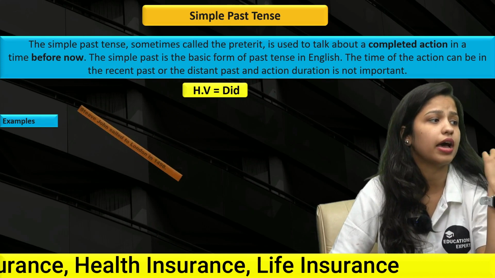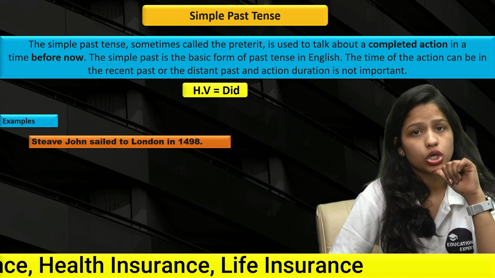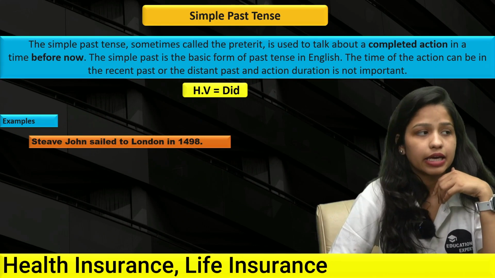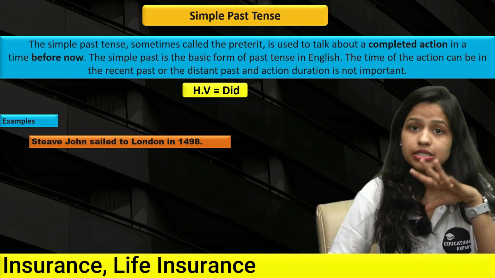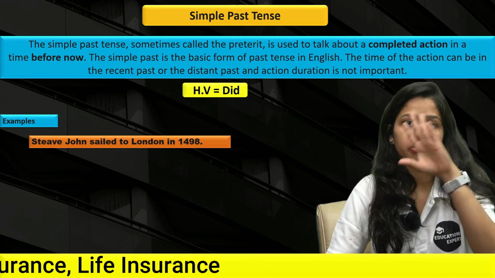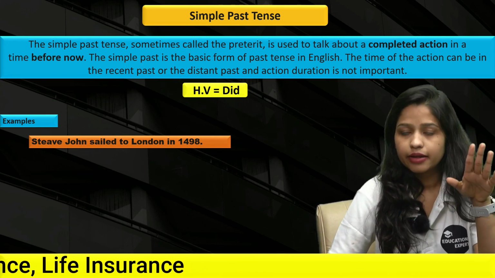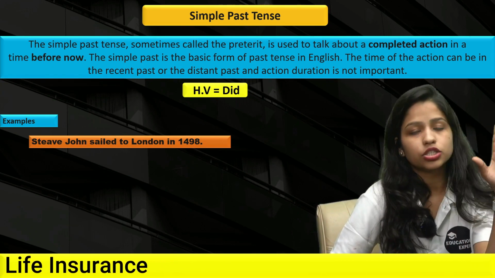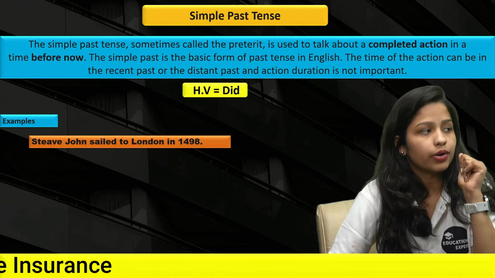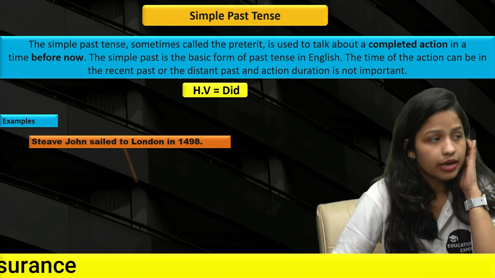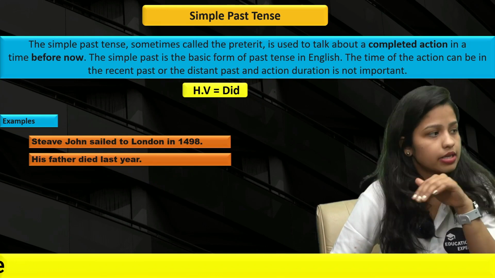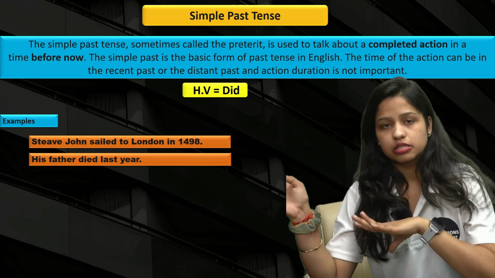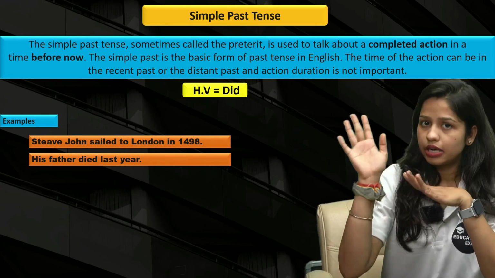First up we have: Steve Jones sailed to London in 1498, right? So Steve Jones sailed, that means the action has been completed in the past only. Now there is no connection to the present, so we call it simple past tense. Clear? Next up we have: his father died last year. I'm so sorry about this, his father died last year.